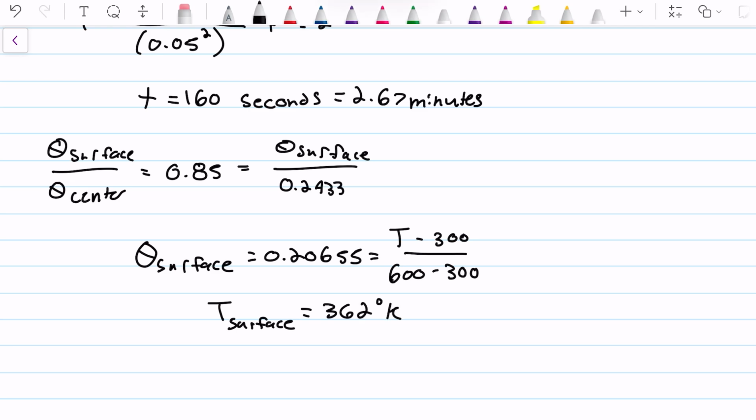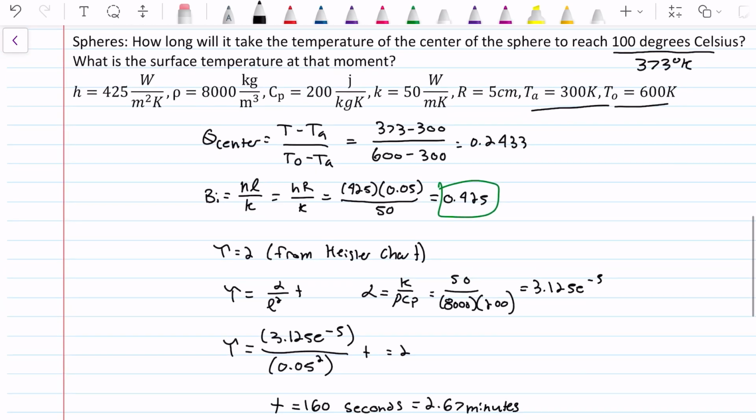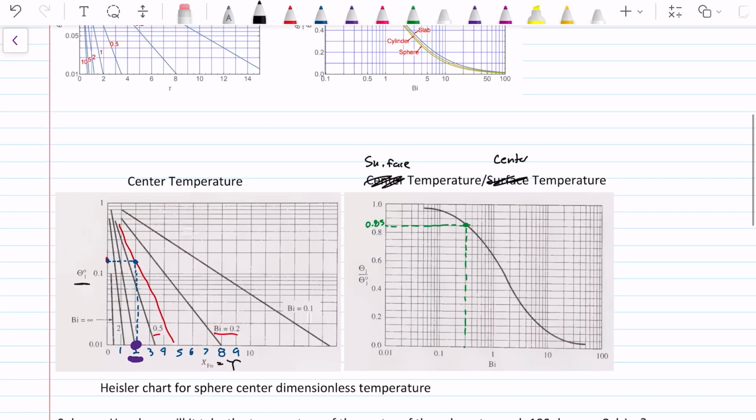So that's a quick example on how to use Heisler charts. And let's see, I had this one backwards, but I just wrote it wrong.